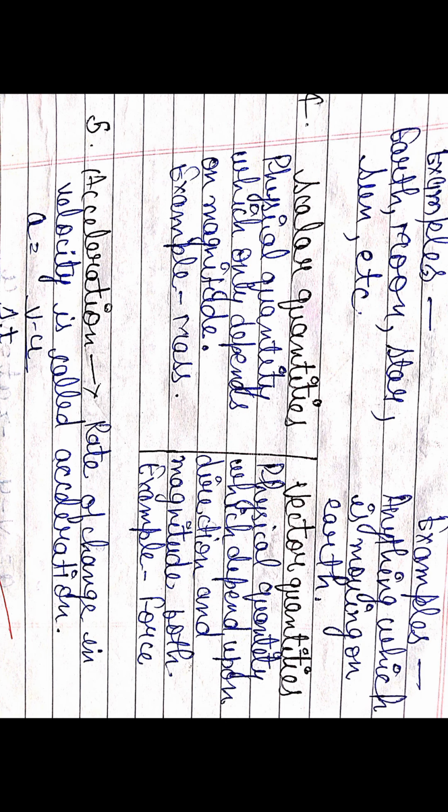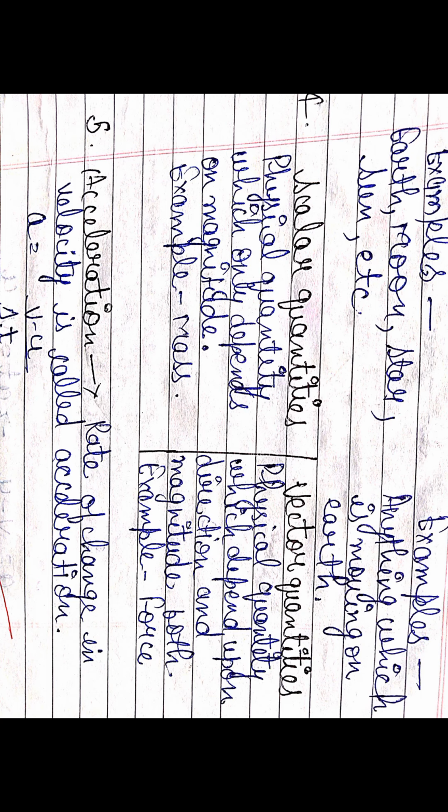The difference between scalar and vector quantities. A physical quantity which only depends on magnitude is called a scalar quantity. Example: mass. A physical quantity which depends on direction and magnitude both is called a vector quantity. Example: force.